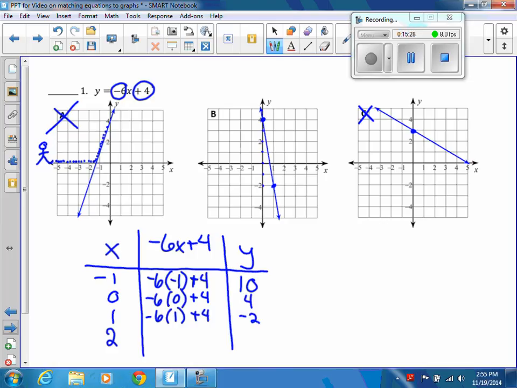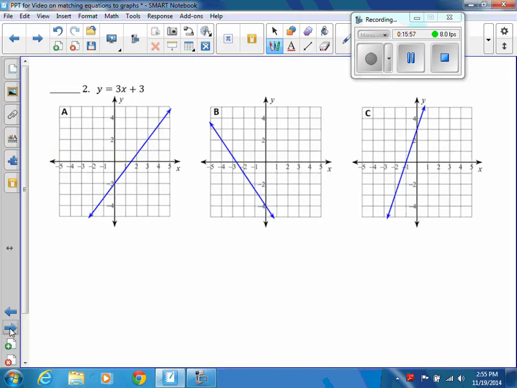Remember, think money when you're talking about adding integers. We have negative 6 times 2 plus 4. This gives me negative 12. Negative 12 plus 4 is negative 8. And so when we graph that, we have this, that's our same thing here. Okay?